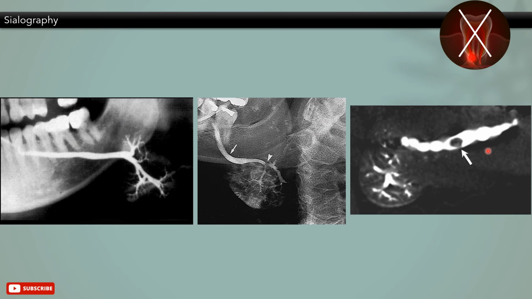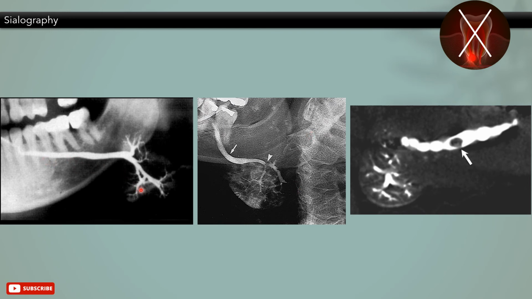Sialography, or radiosialography, is the radiographic examination of the salivary glands, or specifically salivary gland ducts. It usually involves the injection of a small amount of contrast medium to appear radiopaque in the regular X-ray. And then you can see here that the resulting image is called a sialogram.